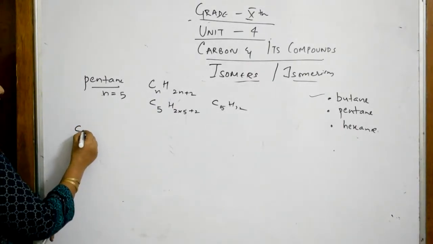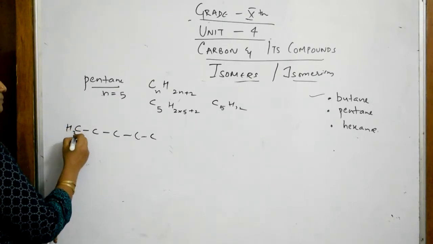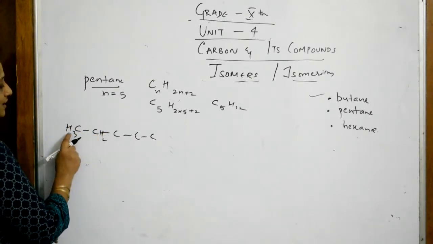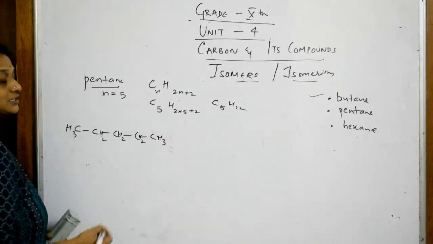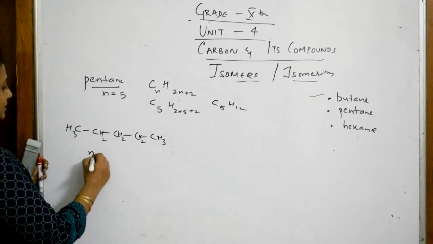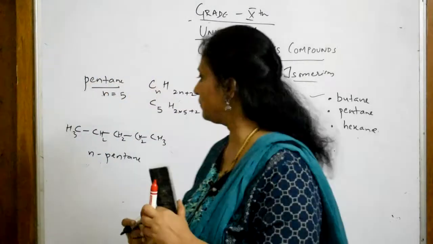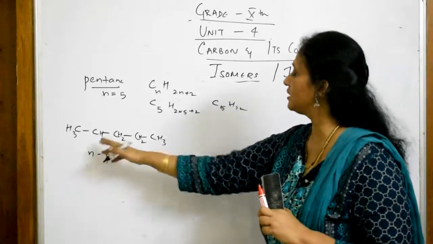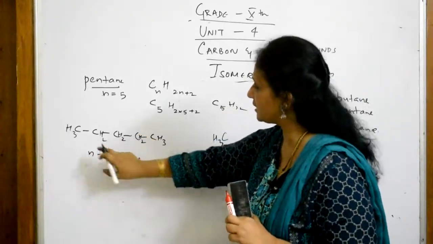Let's write 1, 2, 3, 4, 5. Around carbon, always total valency should be 4. So I am filling hydrogens directly like this. This is called n-pentane. Okay, this is over. Now what am I going to do? I am going to shift this bond here. Second thing, CH3, this one I am going to take here.